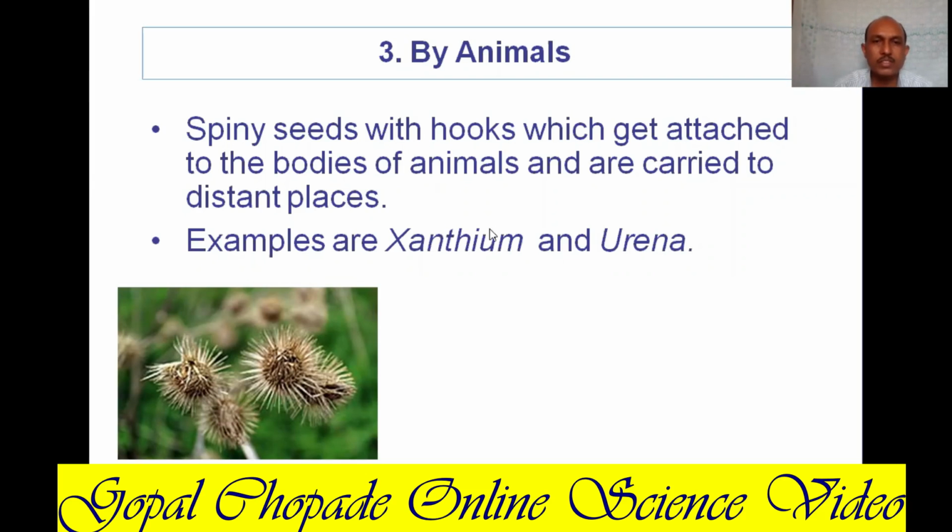So the best examples are xanthium and urena. So here this is the xanthium, which has a hook-like structure, and this is one kind of weed that grows in our crop. Okay, so this is how the seeds are dispersed by wind, by water or by animals.